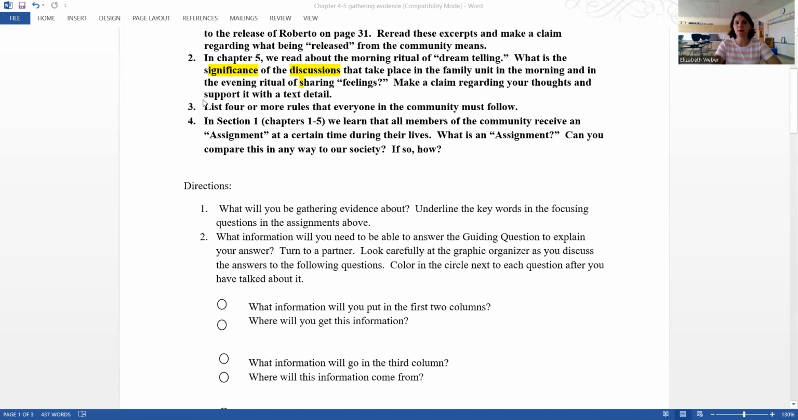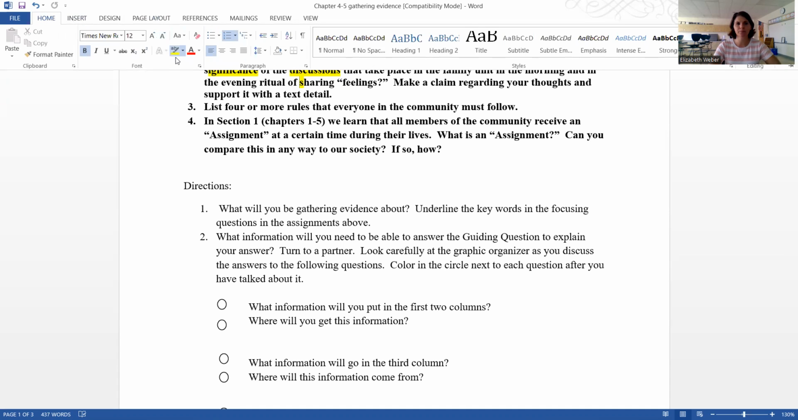So first is question 3: list 4 or more rules that everyone in the community must follow. If we're going to underline and highlight the key words, first of all, list. Let's talk about that word.